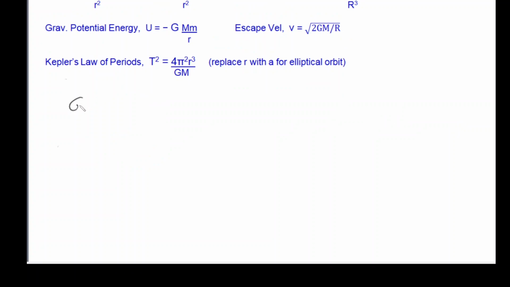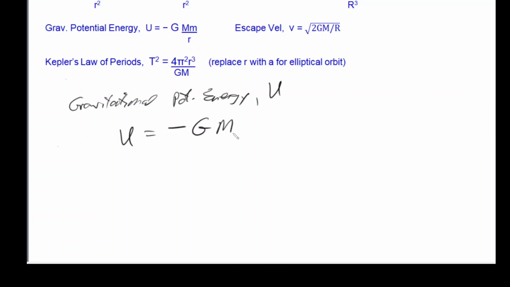And gravity has a potential energy. So let's talk about the gravitational potential energy that we give as U. And if you go through the derivations, we find that the potential energy due to gravity is equal to minus G times the masses over r.